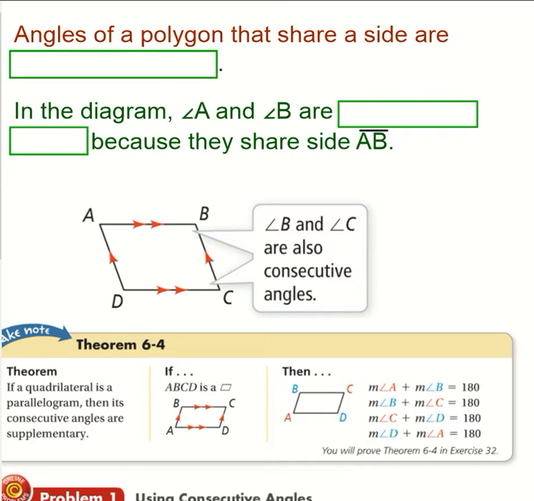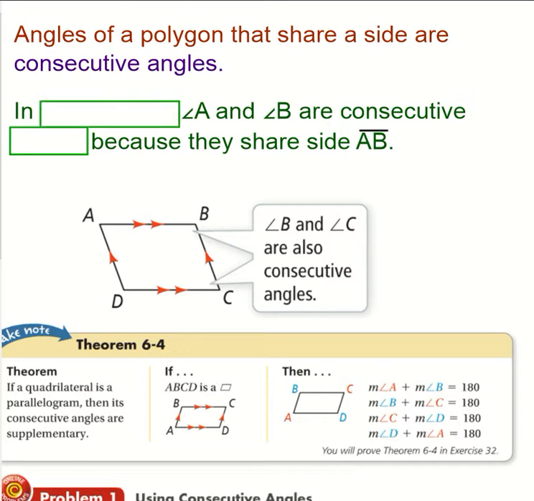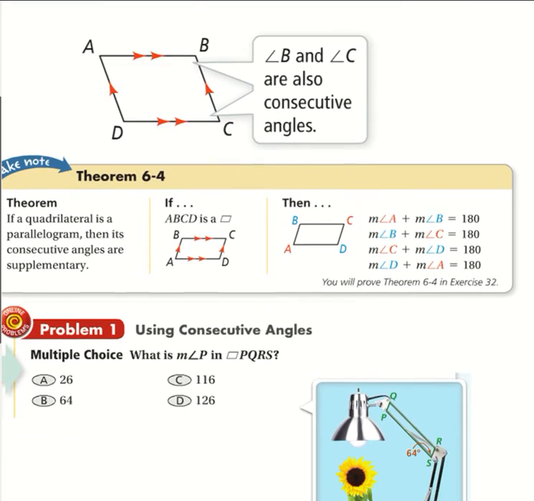Alright, so angles of a polygon that share a side are consecutive angles. In the diagram, angle A and angle B are consecutive angles because they share side AB. So if we look here, we have A and B. They're consecutive because they share this side. Alright, from that we can create this theorem.